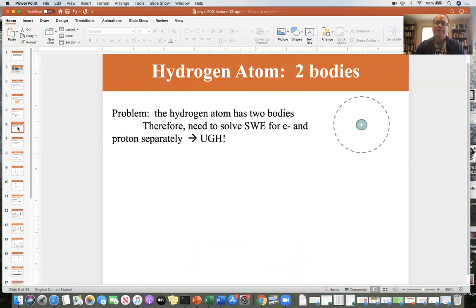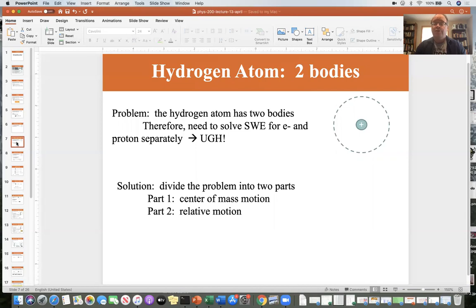So our real hydrogen problem has two bodies. We have the proton here in the center. We have the electron going around. And really, we need to apply this Schrodinger wave equation for both bodies simultaneously, which means we have to worry about the x, y, and z coordinates of the proton, the x, y, and z coordinates of the electron. We have to worry about a six-dimensional differential equation we need to solve. That's awful.